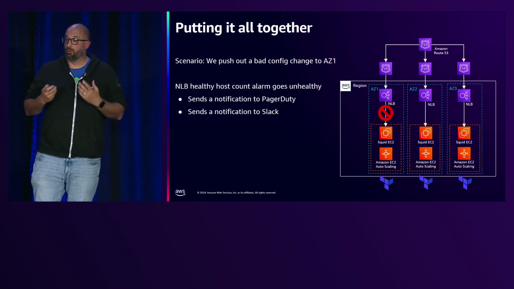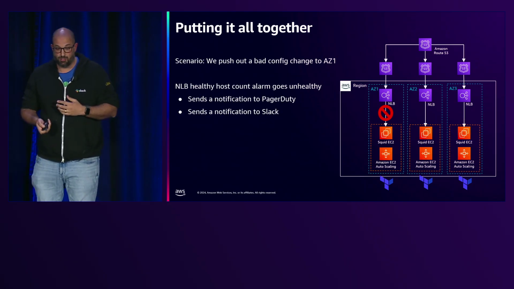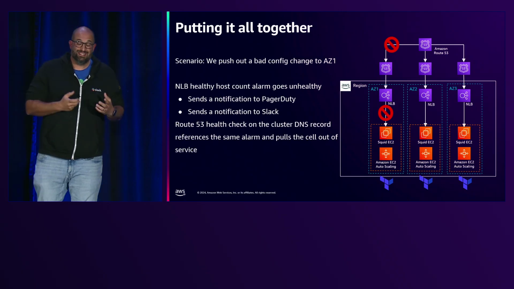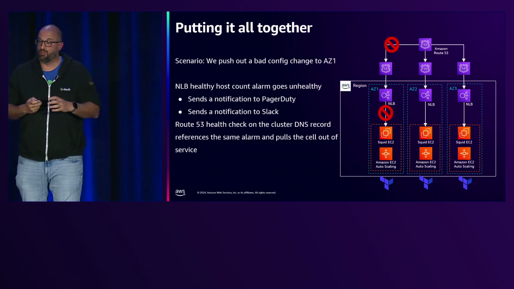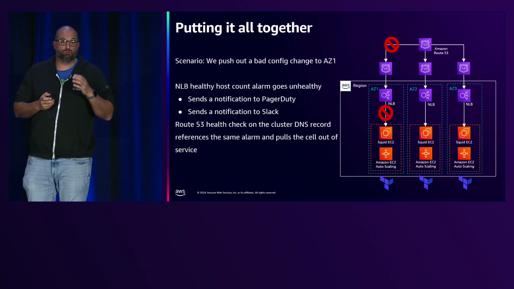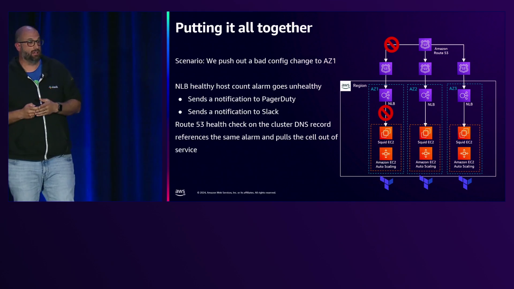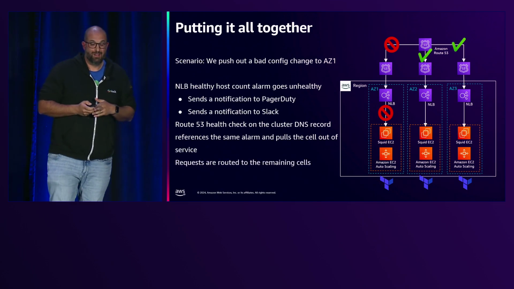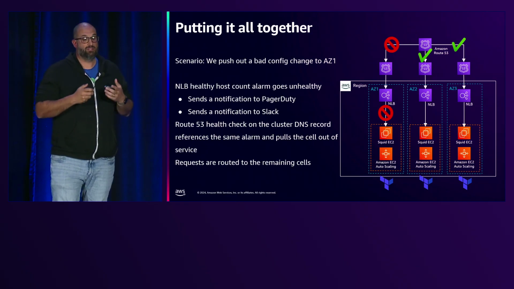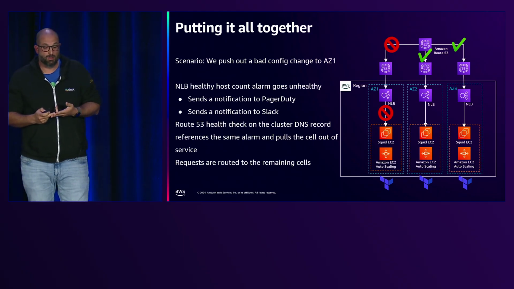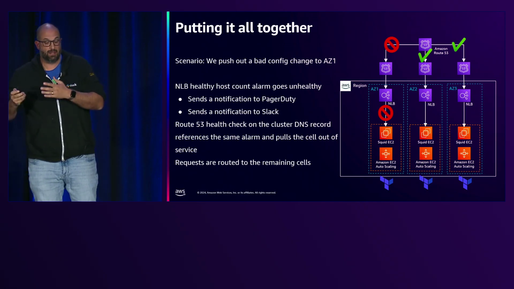This alarm is configured to do a few things. Firstly, it alerts humans via Slack and PagerDuty. This alarm is also the source of the Route 53 health check for this cell. So at this point, Route 53 will notice the cell is critical and pull that cell out of service. As the remaining cells do not have the same bad config and they have their own alarms and DNS records, any traffic sent to the cluster is now routed to the remaining healthy cells.